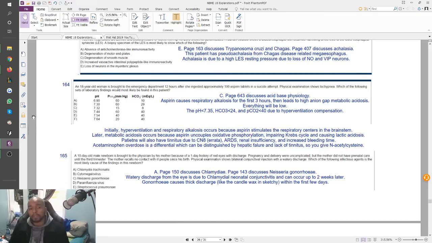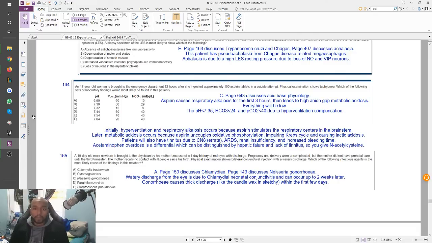Later, metabolic acidosis occurs because aspirin uncouples oxidative phosphorylation, impairing Krebs cycle and causing lactic acidosis. Right? So theoretically speaking, you could logically deduce what it would do, but a lot of people tend to forget these little things. Patients would also have tinnitus due to cranial nerve 8, which is an errata in First Aid 2019. They wrote cranial nerve 7 by mistake. It's supposed to be cranial nerve 8.